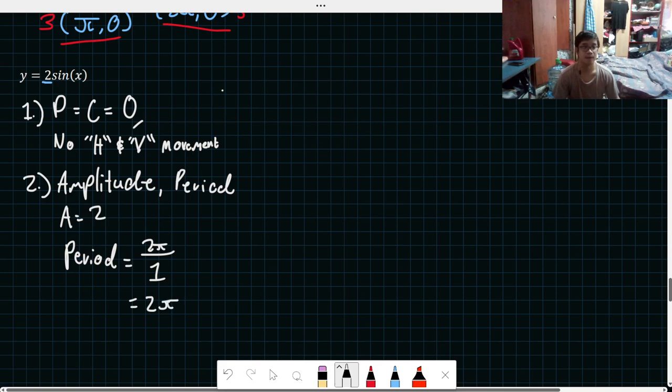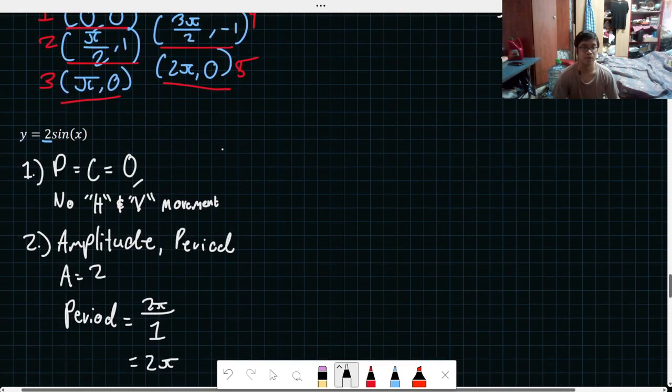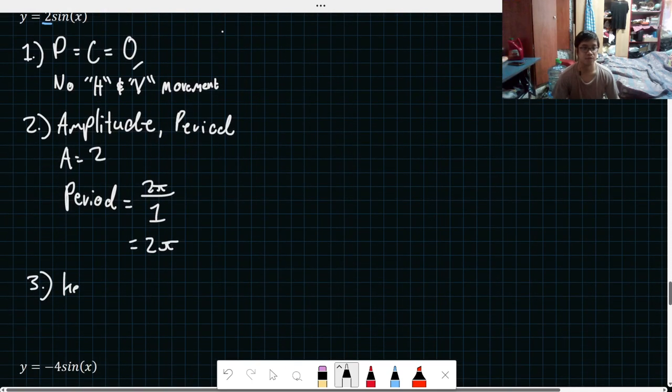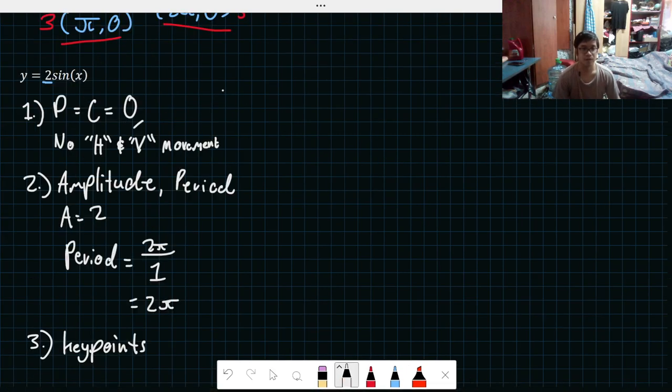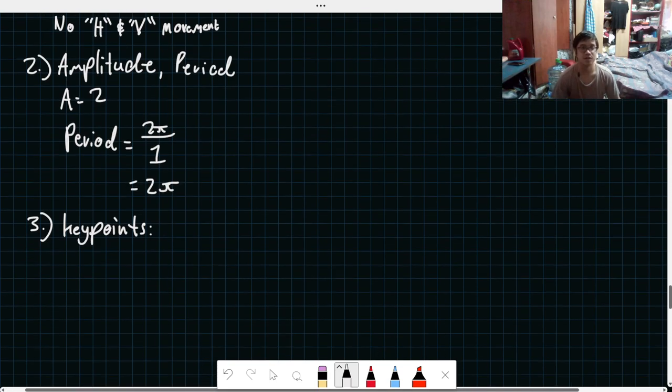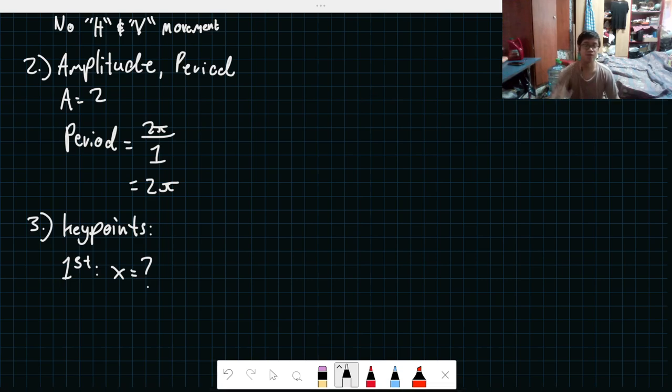That's it. Now for number three, we're going to find the key points. Let me just give some space here below. Okay, I'm back. So let's find the key points. In finding the key points, you will always start at the first key point. First and foremost, focus on what is the x of your first key point.